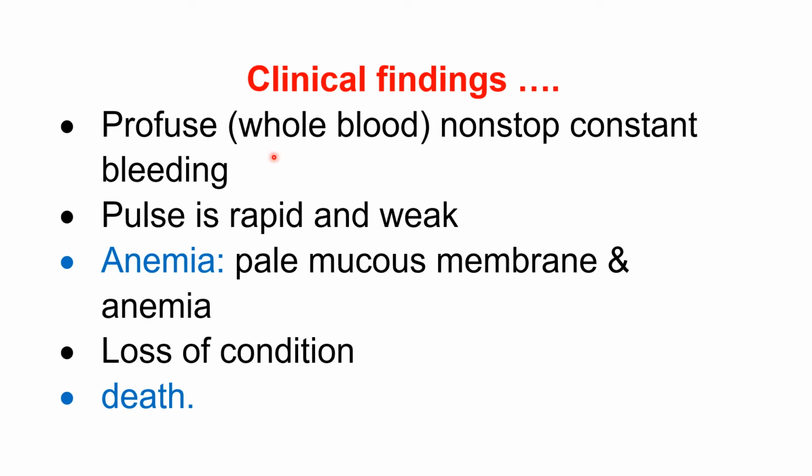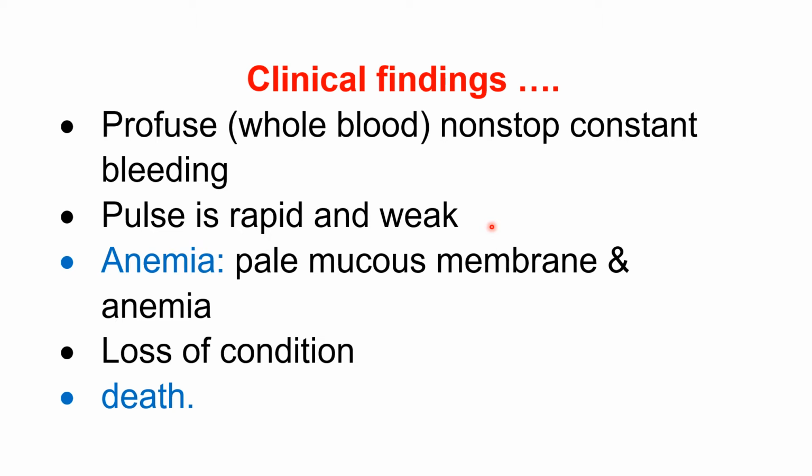Continue with the clinical findings. The bleeding may be scanty or the bleeding may be profuse, whole blood. It will be a non-stop constant bleeding, which is serious, which is dangerous. It is called hemorrhage. When a large volume of blood is lost, the pulse becomes rapid and weak. Immediately there will be a decrease of blood pressure because of hemorrhagic loss of blood.